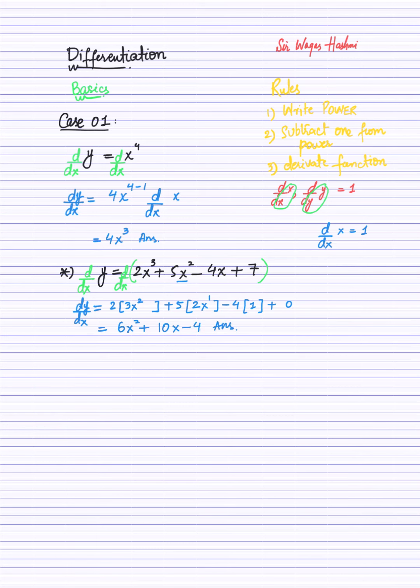Alright, so the steps for differentiation are very simple. First you need to write down the power, then subtract 1 from the power, and then differentiate the function which has the power. So you apply those three steps and you will end up with the correct answer.